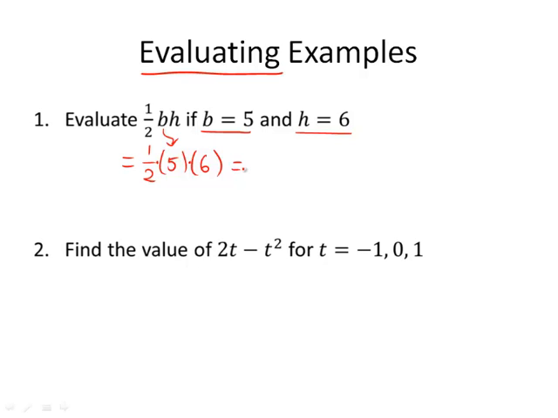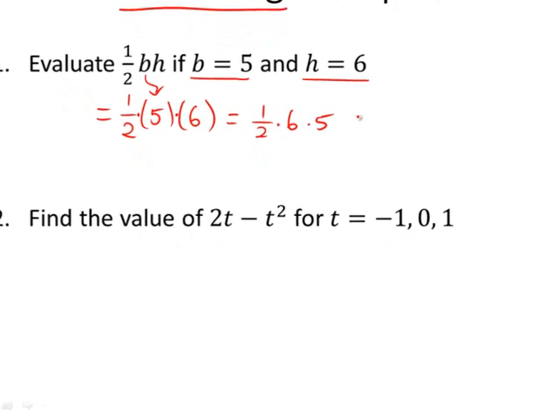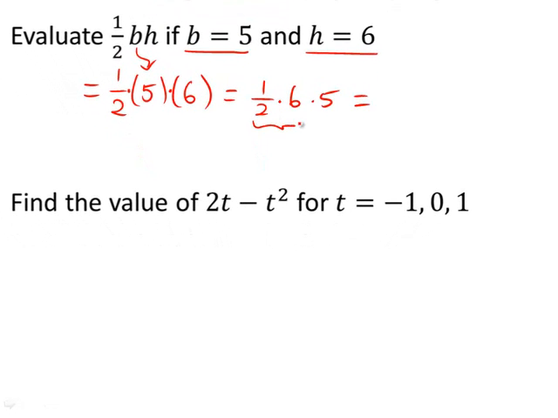You could type in 1 divided by 2 times 5 times 6 on a calculator, or you could notice that because multiplication is commutative, we can always switch any two of these numbers. And so if you went 1/2 times 6 times 5 instead, you'd notice half of 6 is quite easy to calculate, which is 3. So you have 3 times 5, which is 15. Just a tip on how to do it in your head.